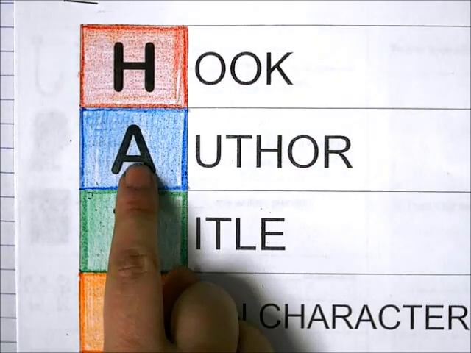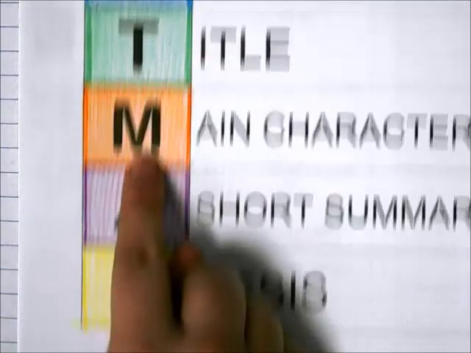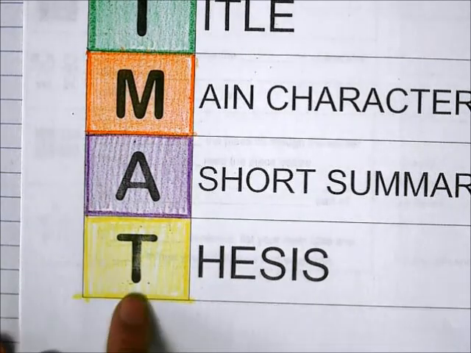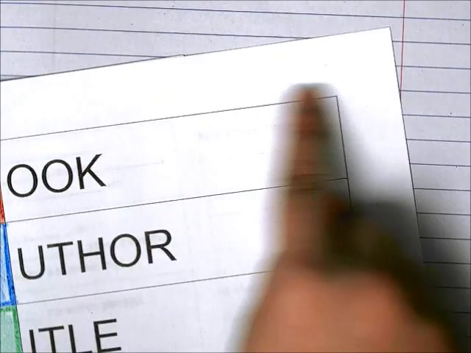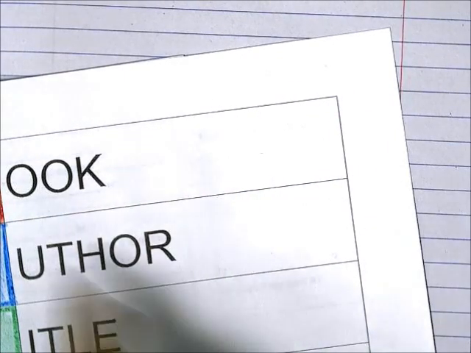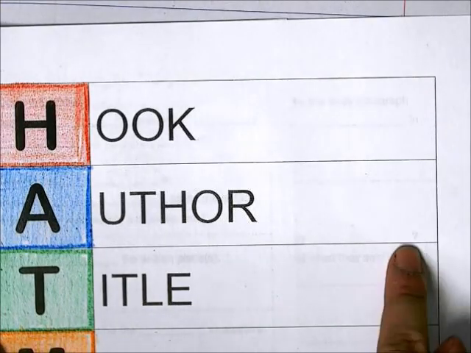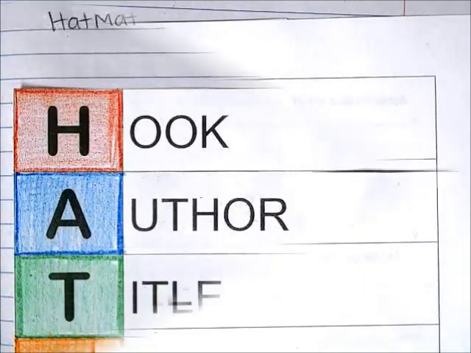So H should be red, A should be blue, T should be green, M should be orange, A again should be purple, and then the T at the bottom should be yellow. You need to make sure you color them that color. Now you're going to cut around this, just like I'm showing you. You're cutting around the edges. And you're also going to cut along the lines to form tabs where the white part is. If you colored it, that's fine, but you're just cutting up to only where I have the white part.